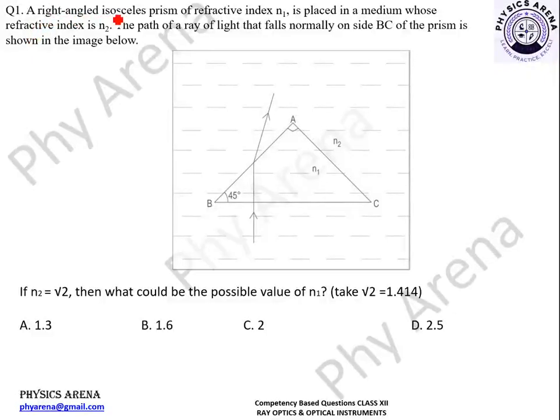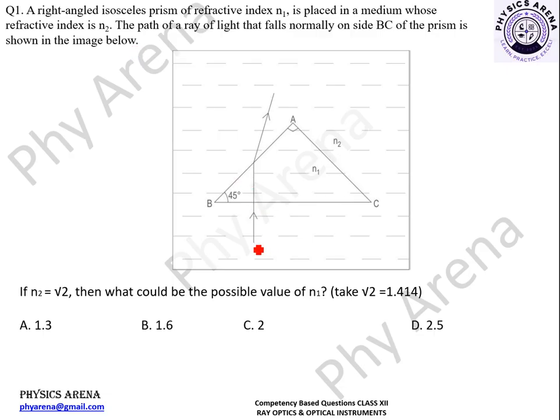It says a right-angled isosceles prism of refractive index n1 is placed in a medium whose refractive index is n2. So this is the right-angled isosceles prism and the refractive index of this prism is n1. It is placed in a medium that has a refractive index n2. The path of a ray of light that falls normally on side BC of the prism is shown in the image below.